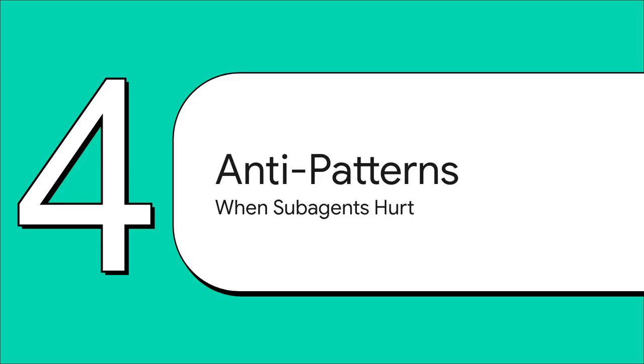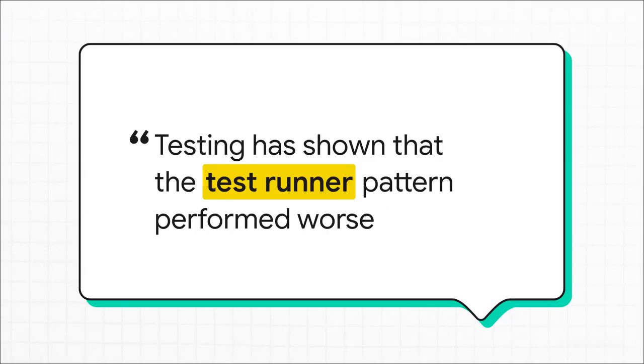Now for Section 4, Subagent Anti-Patterns. When subagents actually hurt your workflow. Okay, so where does this actually break down in production? Remember that open loop about test runners from earlier? The Anthropic documentation states explicitly, testing has shown that the test runner pattern performed worse among all configurations. It makes total sense. If my CI tests fail, I need the full stack trace and standard output to actually diagnose the issue. A subagent hiding the intermediate work completely hides the debug logs I desperately need. I just have to run the tests manually anyway.